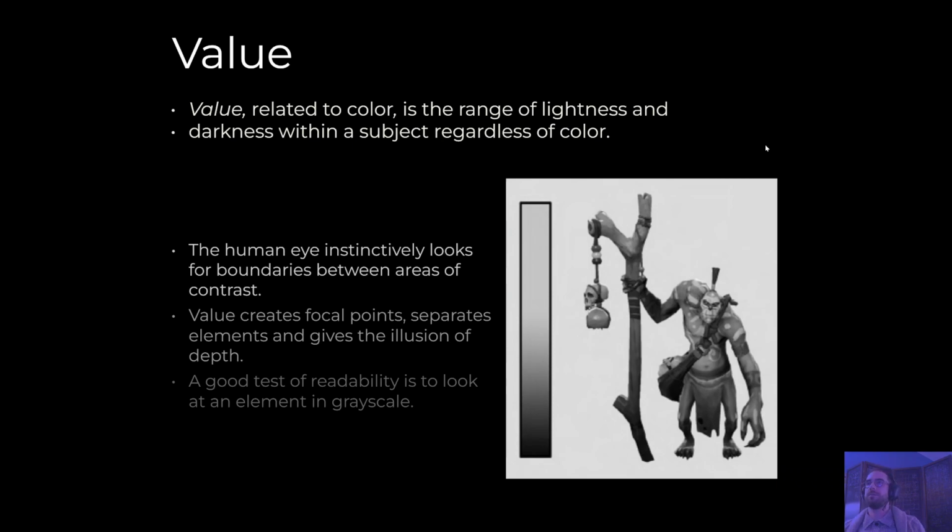Value related to color is the range of lightness and darkness within a subject, regardless of color. But suffice it to say, the human eye instinctively looks for boundaries between areas of contrast. I mean, that is just what happens. How else do we define space when we're walking around, right? Imagine if we couldn't define boundaries between areas of contrast. And I do feel bad for people who have certain vision issues, right? Be thankful for your eyes. Seriously, it's a gift.